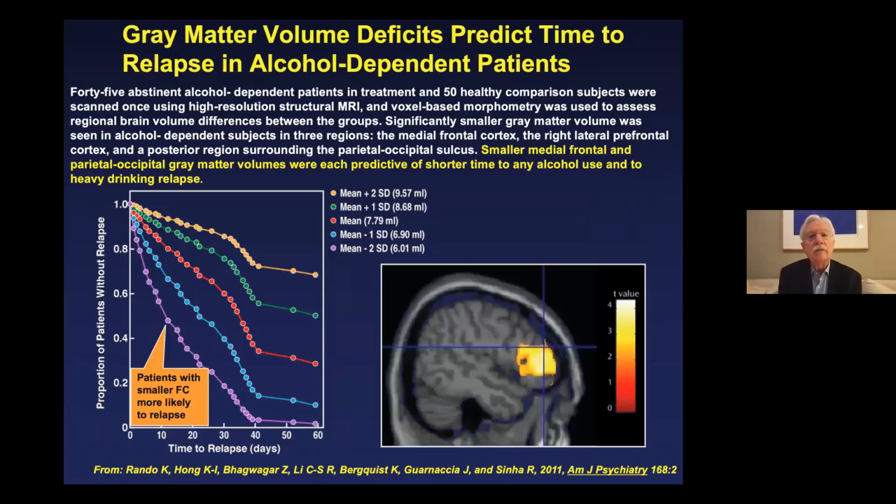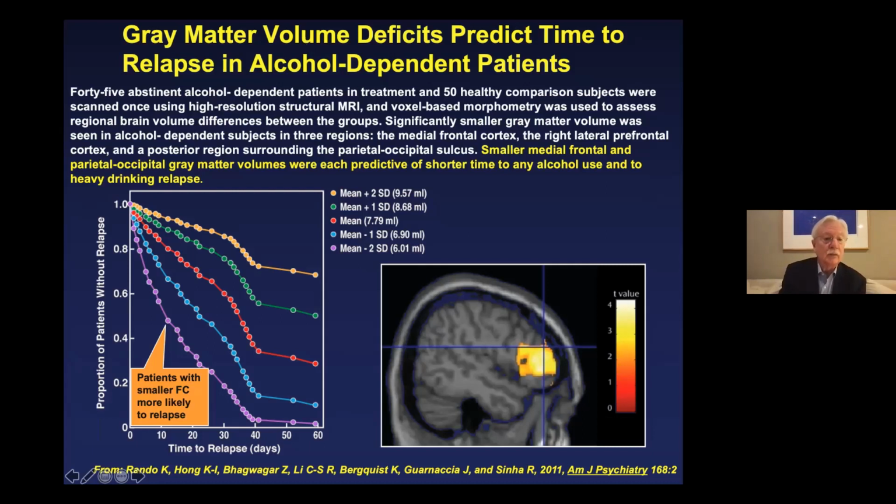And we know that gray matter volume deficits predict the time to relapse in alcohol-dependent patients. And so in this study, 45 abstinent alcohol-dependent patients in treatment and 50 healthy comparison subjects were scanned once during high-resolution structural MRI, and this was used to assess regional brain volume differences between the groups. Significantly smaller gray matter volume was seen in the alcohol-dependent subjects in 3 regions: the medial prefrontal cortex, the right lateral prefrontal cortex, and a posterior region surrounding the parietal occipital sulcus. Smaller medial frontal and parietal occipital gray matter volumes were predictive of shorter times to relapse to alcohol use in heavy drinking relapse.